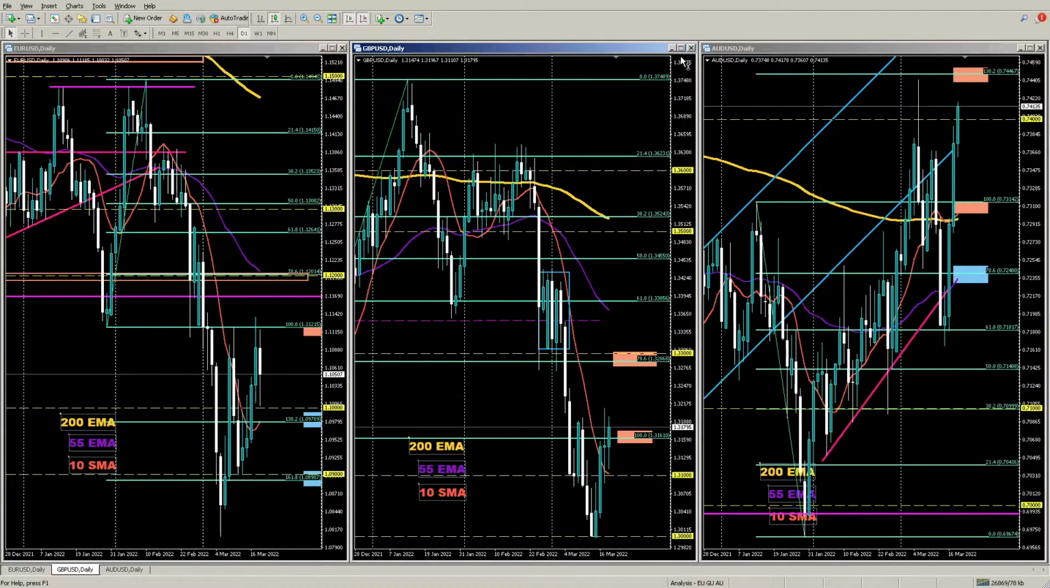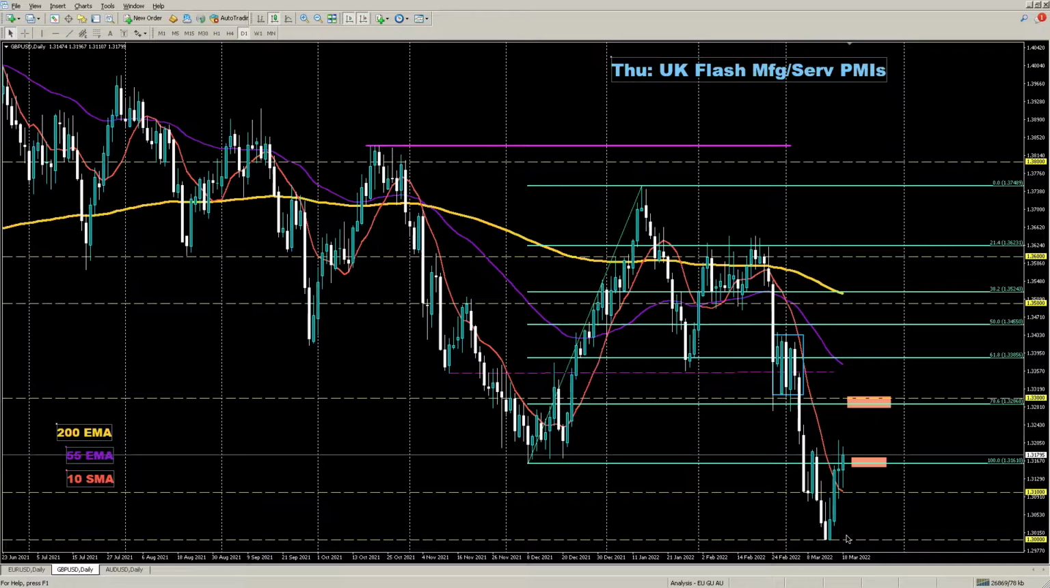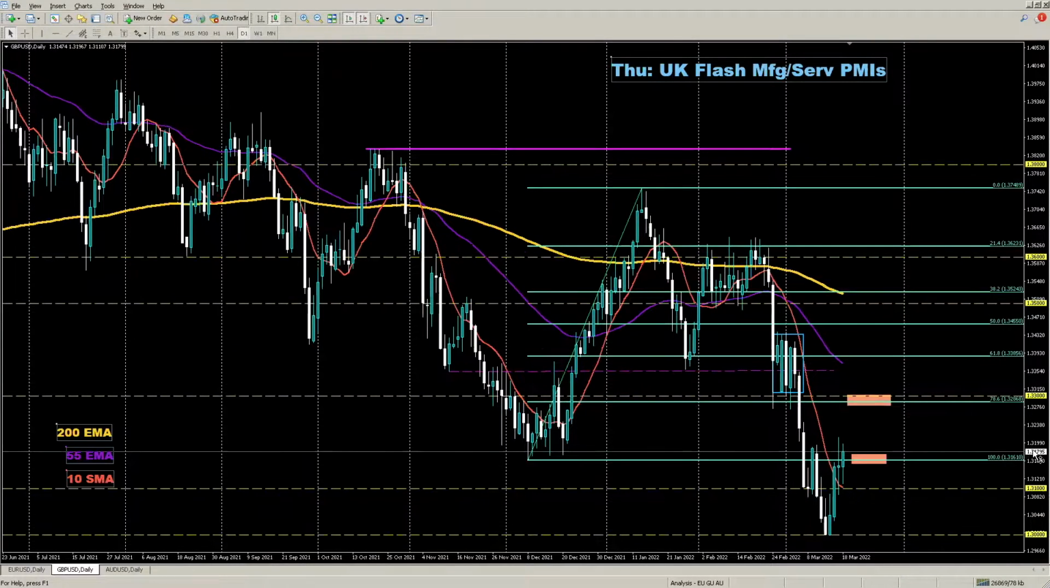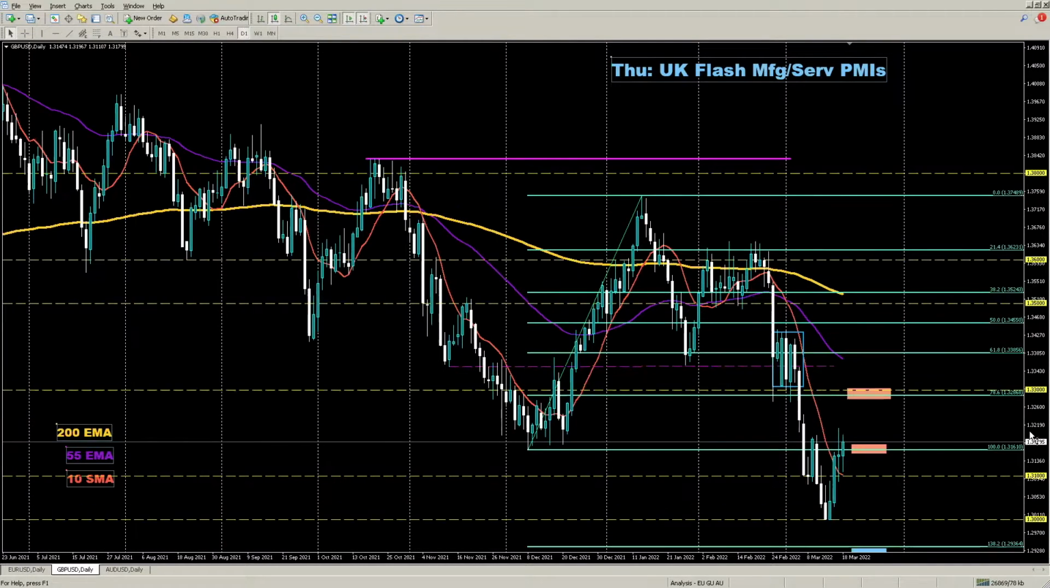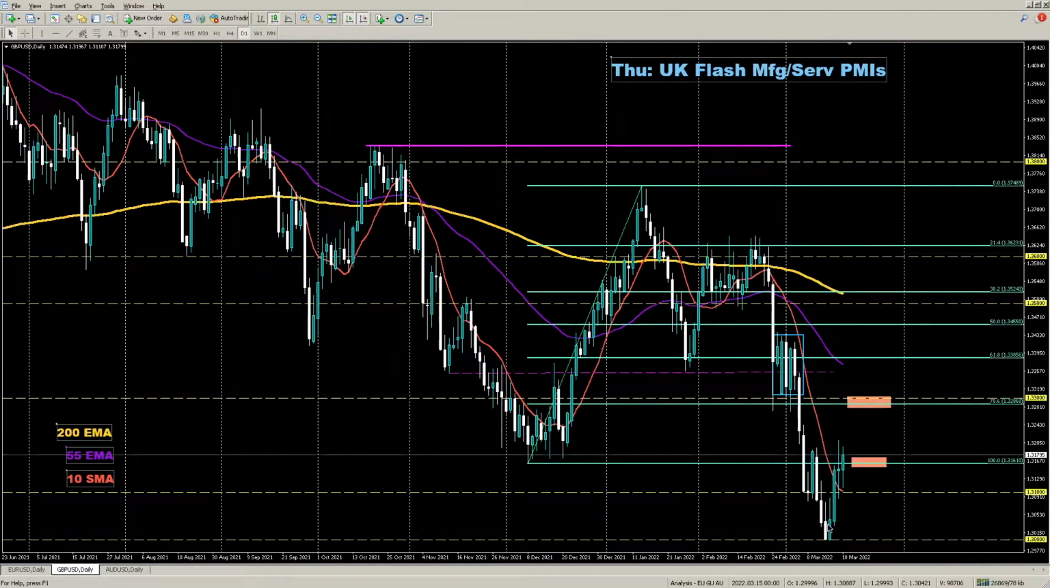Let's move on to the cable, where it was struggling and has been weakening over the past 3 weeks and fell right into the support at round figure 130. So that's a very significant round figure here. It did not break down lower and extend to the 138 fib and the support zone. So it did manage to find support on Tuesday after hitting it lower on Monday.